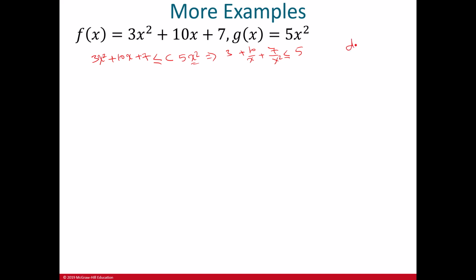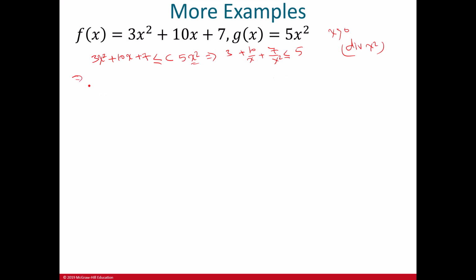The reason for this is that I divided by x^2. And notice I can do that. Why? Because x is greater than 0. So it's fine. It's not negative, it's not 0.